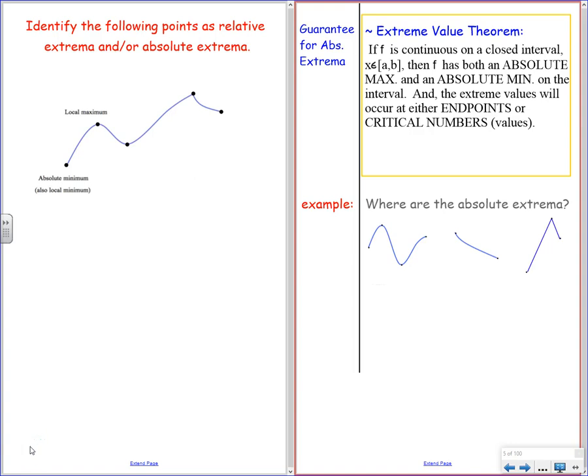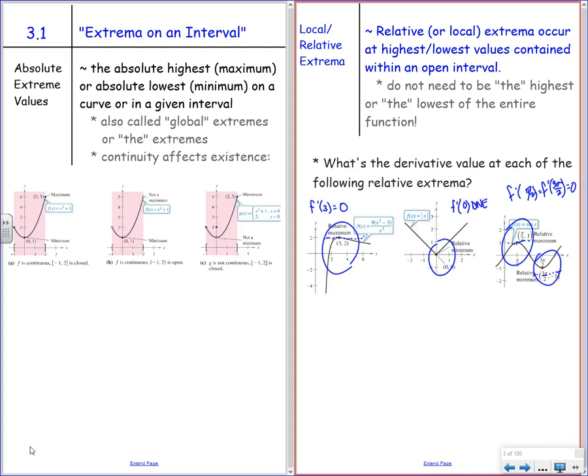Is that the title of 3.1? You guys got it right there? Extrema. What word do I want you to think when you think of extrema? Extremes. In extremes, think of mins and maxes, right? Two different types, absolute and relative.